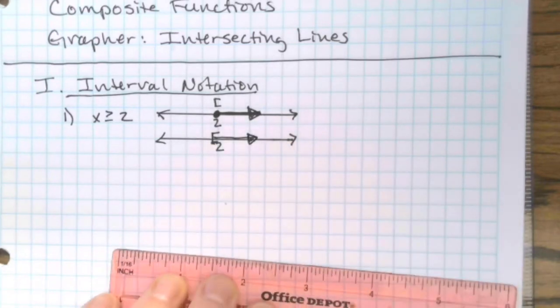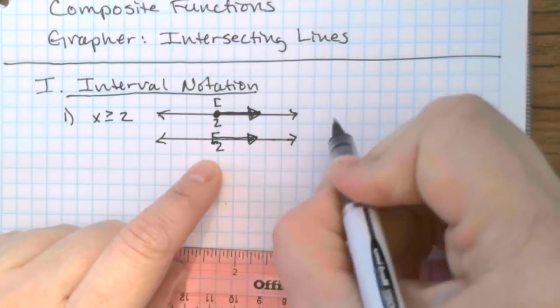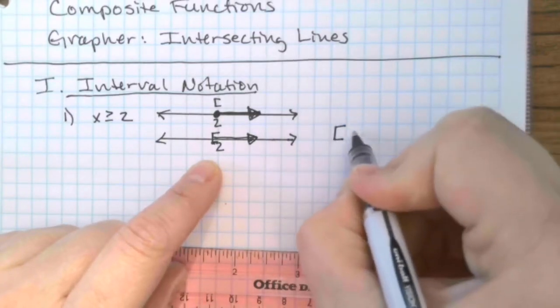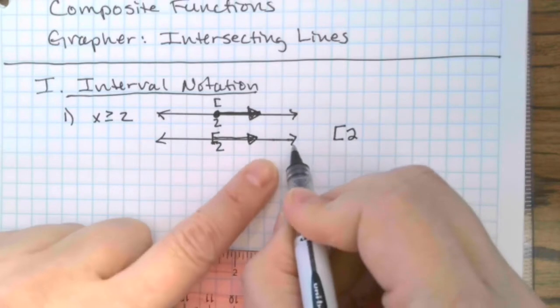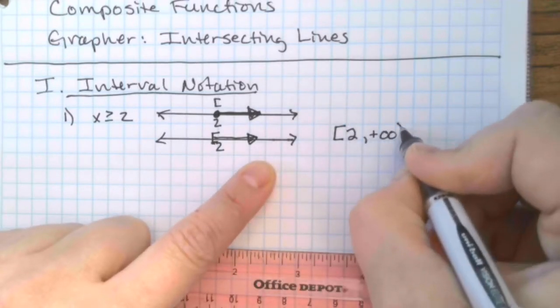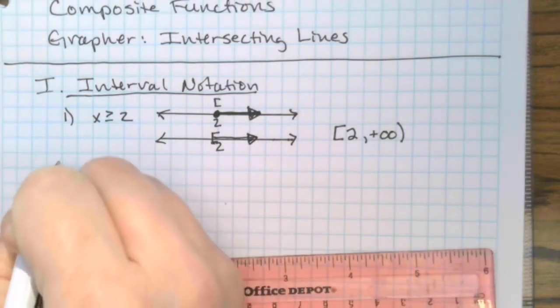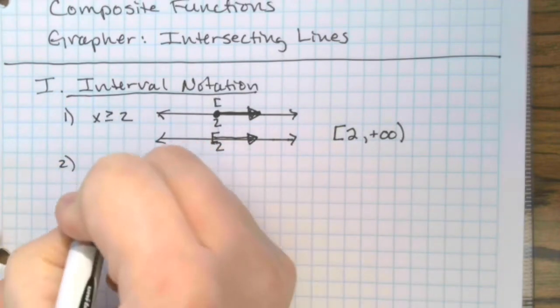Now, notation-wise, our values are starting with 2, including 2. So they get a bracket because it includes the 2, and it goes to the right infinitely, so it goes to positive infinity. Infinity always gets a parenthesis because you can't measure infinity. It never ends. All right, let's do another example.